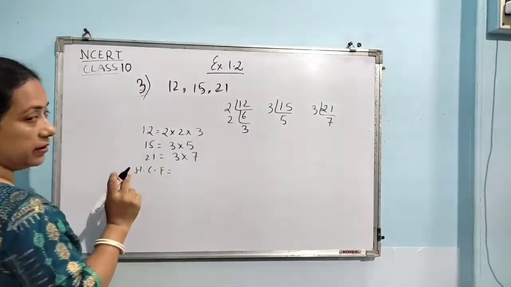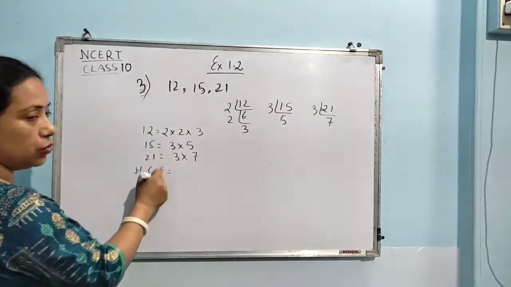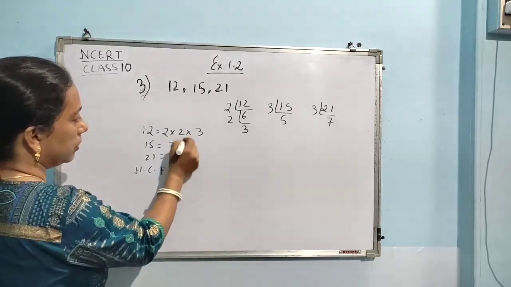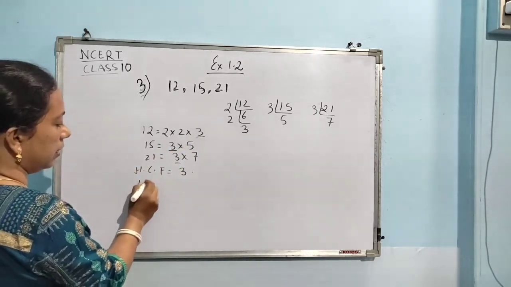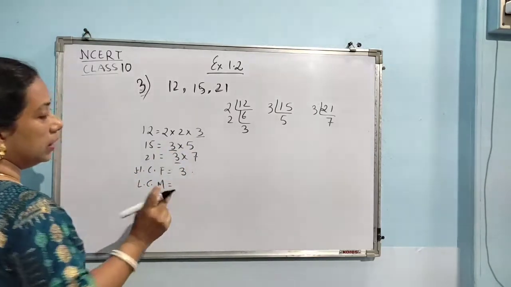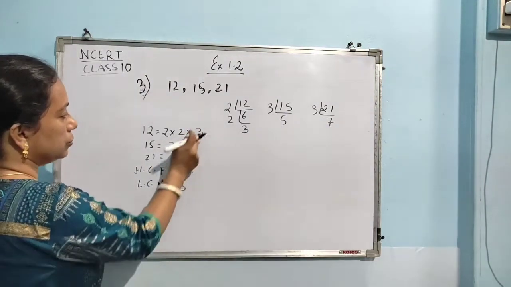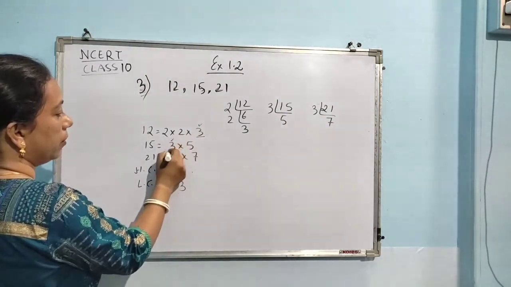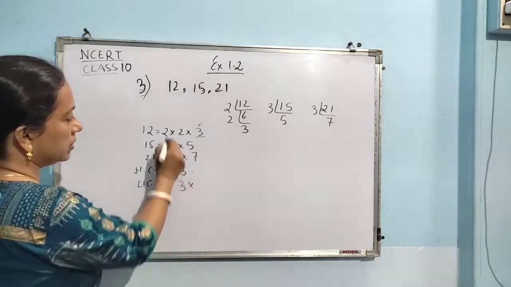Now which one will be the HCF? Highest common factor has to be a factor which is common to all. See here, 2 is not common, 3, 3, 3. So HCF is 3. Now regarding LCM, what we have told earlier. In LCM, we take that thing which is common to all of the numbers once only, and the remaining all factors we have to take.